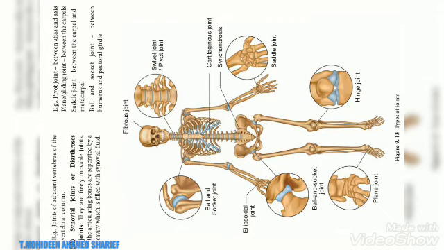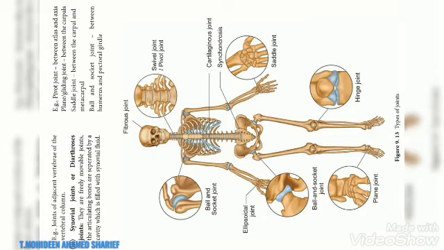Next, skull has 29 bones. Vertebral column has 26 bones. Then sternum and ribs have 24 bones. Then pectoral girdle and pelvic girdle, they totally have 7 bones. So totally the number of bones in an adult is 206.